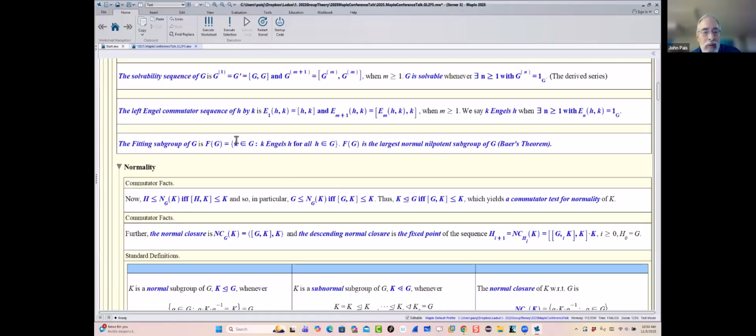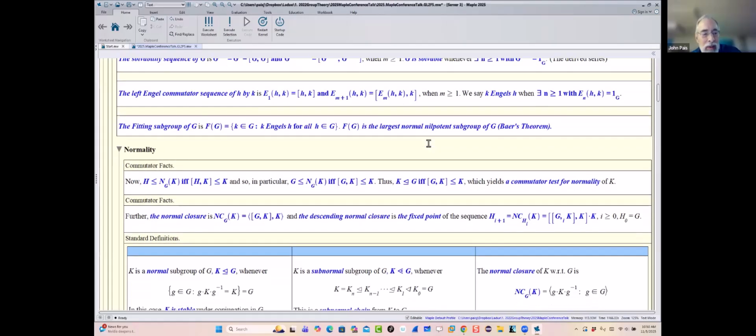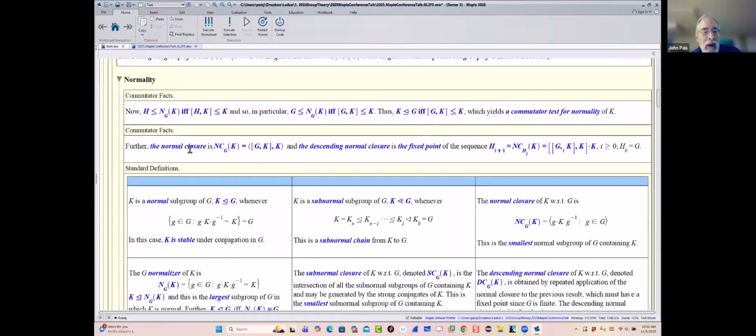Of course, I'm doing this backwards. So I'm defining this in terms of the commutators and then citing Fitting's theorem. In addition, for normality, we have a test here using commutators. And furthermore, for the normal closure of a group, we can define that using commutators, and we can also define the descending normal closure using commutators. This means that, since descending normal closure is the same as subnormal closure, we have three different ways to define the subnormal closure.